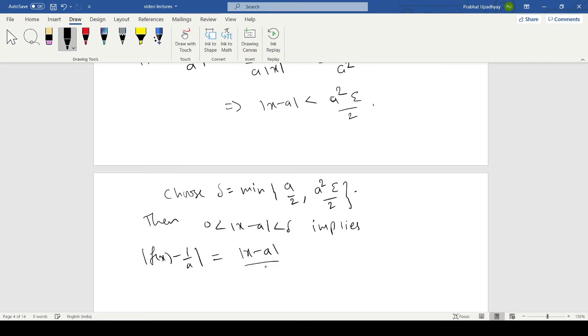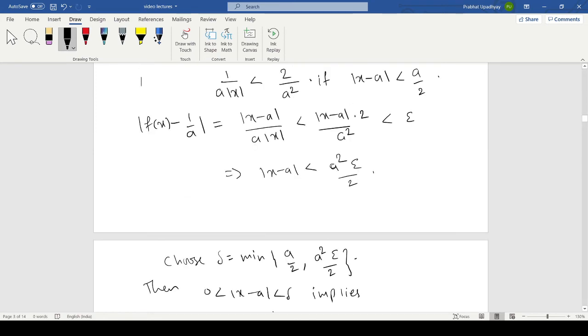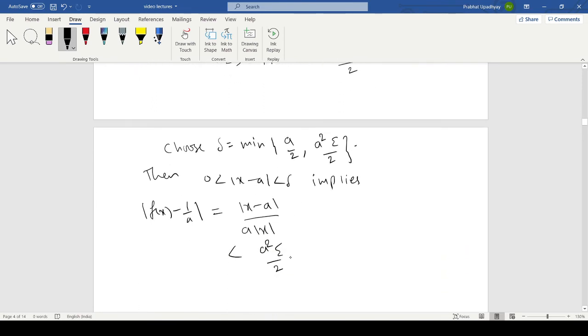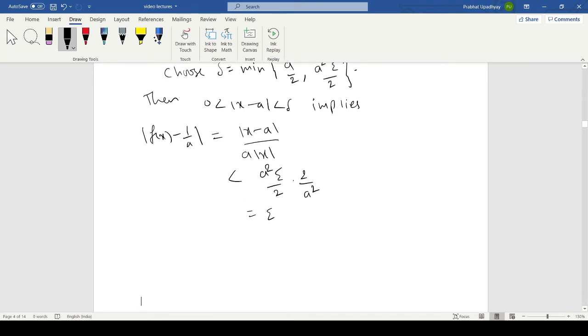mod x minus a upon a times mod x, is less than, now mod x minus a is less than a square epsilon upon 2, and 1 upon a mod x is less than 2 upon a square whenever your mod x minus a is less than a by 2. So this is 1 upon a mod x is less than 2 upon a square, and this is equal to epsilon. So whenever your mod x minus a lies between 0 and delta, you have mod f of x minus 1 upon a is less than epsilon.